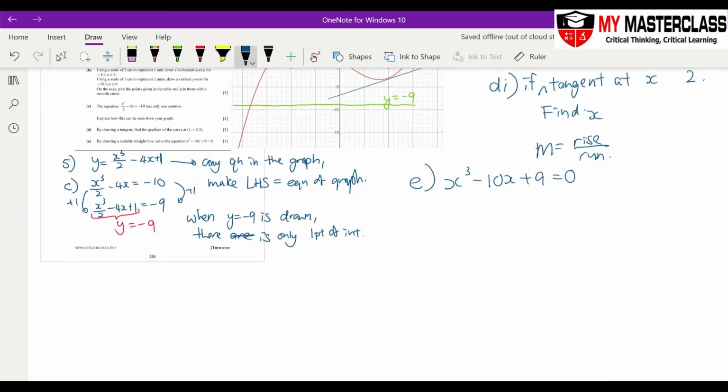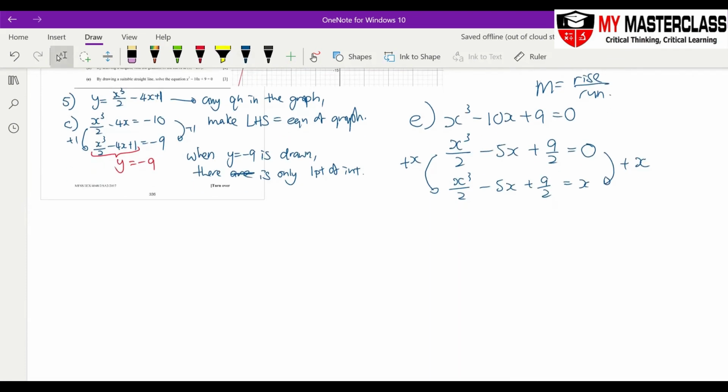So now this is x cubed. I want it to be x cubed over 2. Divide both sides by 2. So this is x cubed over 2 minus 5x plus 9 over 2 equals to 0. Okay, next I want to make minus 4x. So I plus x. I will get x cubed over 2 minus 5x plus 9 over 2 equals to x. I must plus x on both sides. Sorry, 4x. Thank you.